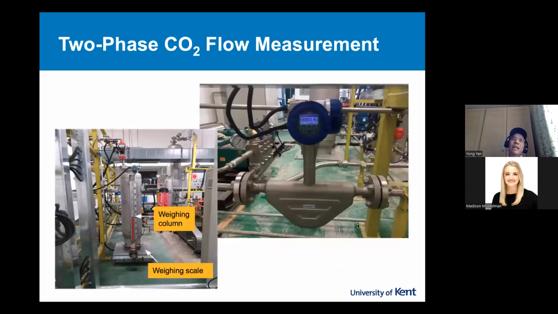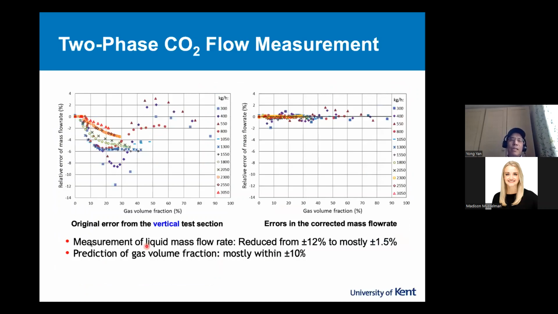Here's the setup. This is the Coriolis flow meter on test. This is the weighing column, which offers our reference. This is the test we conducted on the vertical test section. On the left are the errors of mass flow rate from the Coriolis flow meter without the data-driven models. On the right-hand side, you can see that after applying the models, the errors are reduced to mostly plus or minus 1.5%. This error is quite acceptable to the CCS industry.